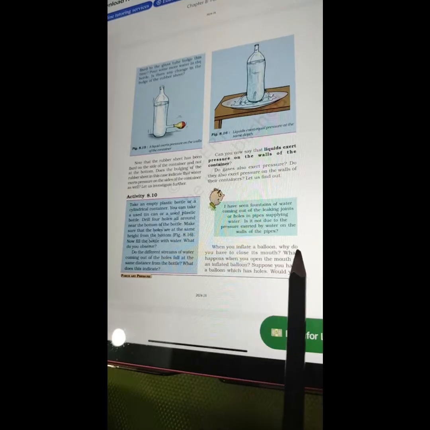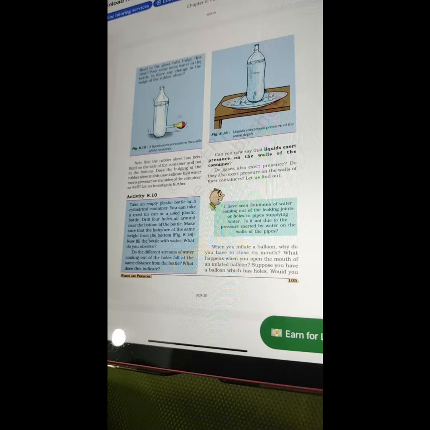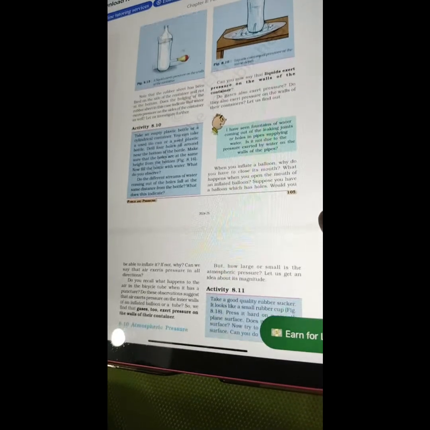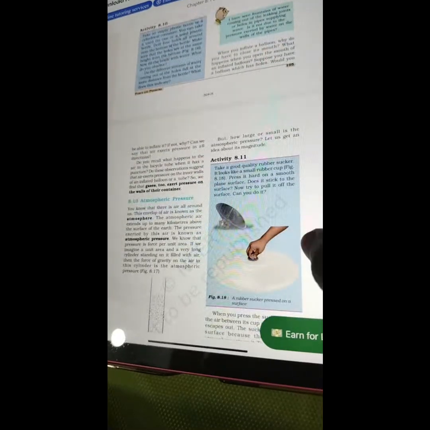When you inflate a balloon, why do you have to close its mouth? What happens when you open the mouth of an inflated balloon? Suppose you have a balloon which has holes. Would you be able to inflate it?